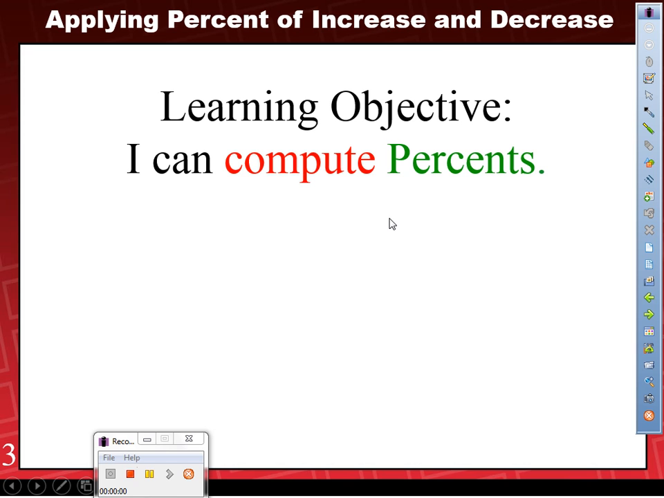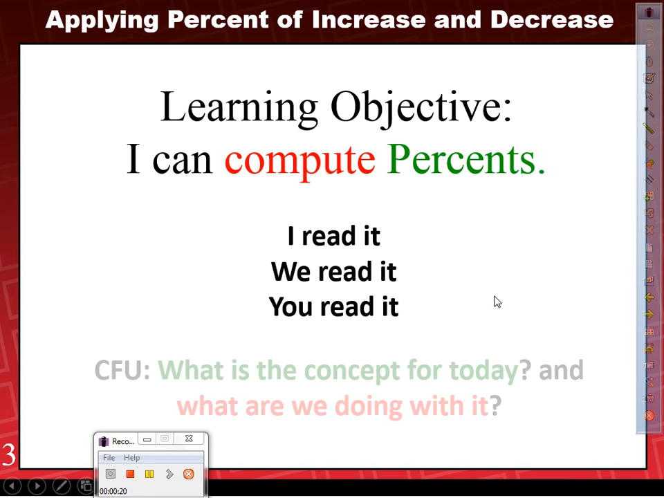For today, I can compute percent. So let's read together. 1, 2, 3. I can compute percent. So notice that we already started computing percent since last week. We're continuing. We did some of that last night. But now we're going to be looking at it through the lens of increase and decrease. So, here we go.